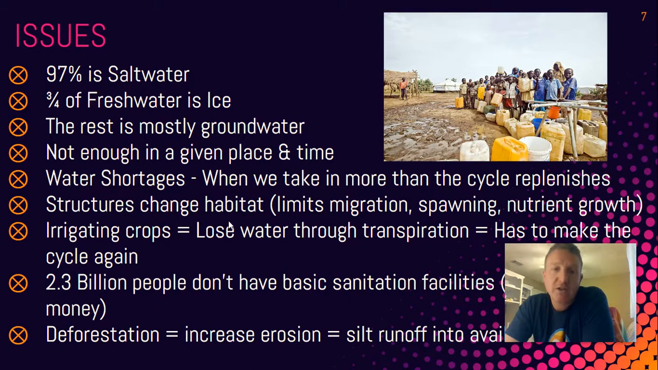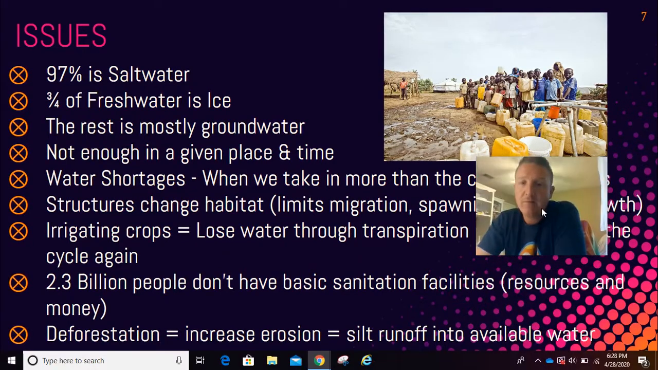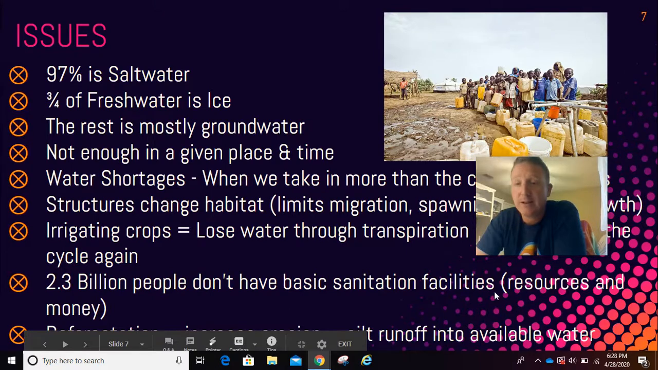Structures change habitat. When we build, things like that limit migration, spawning, and nutrient growth, which the water actually needs to stay healthy. Irrigating crops can lead to losing water through transpiration. When you irrigate crops, you're losing that water up into the atmosphere, so it has to make the cycle over again, and that water is going to move somewhere depending on when the wind blows. 2.3 billion people don't have basic sanitation facilities, resources, and the money. That's a lot of people.